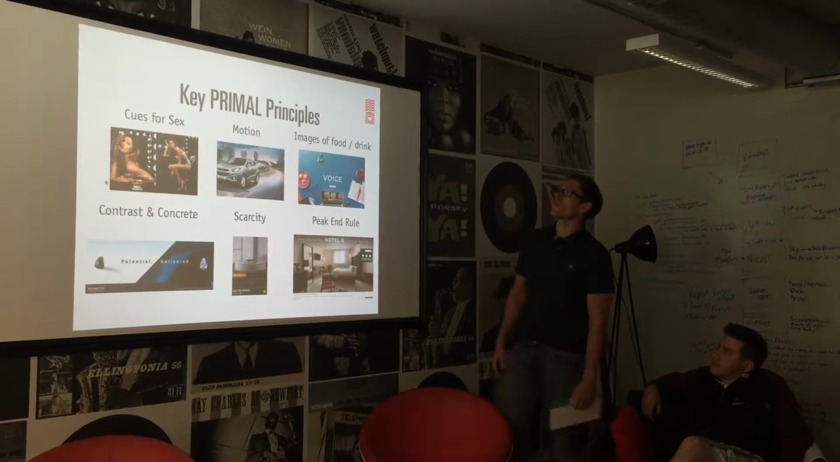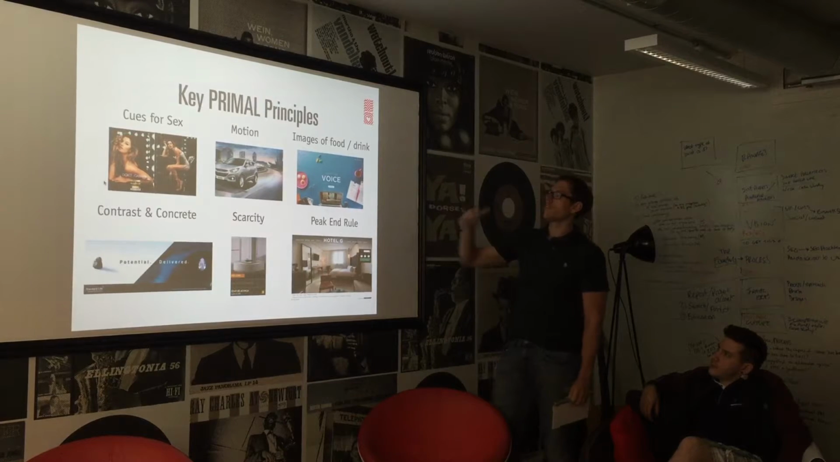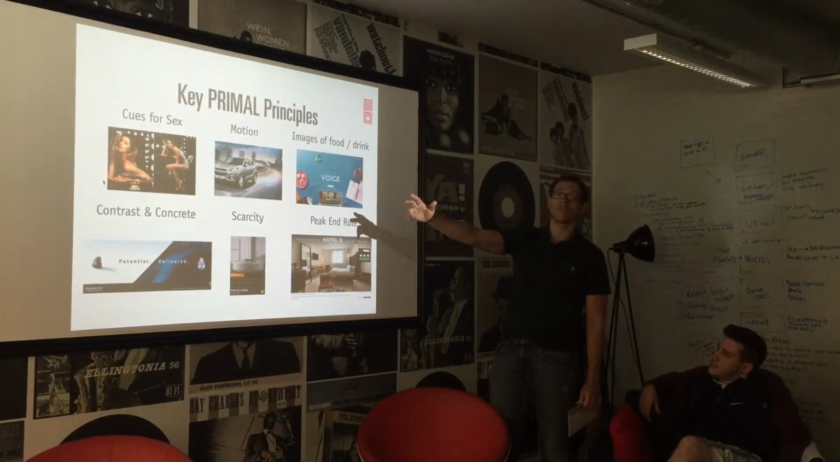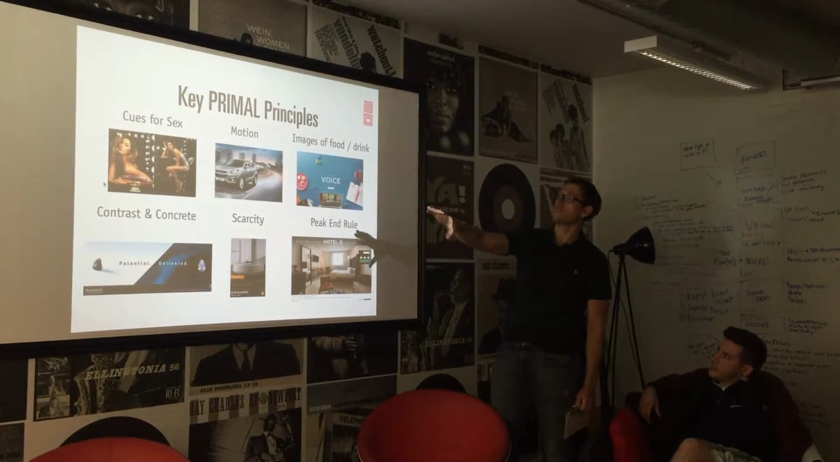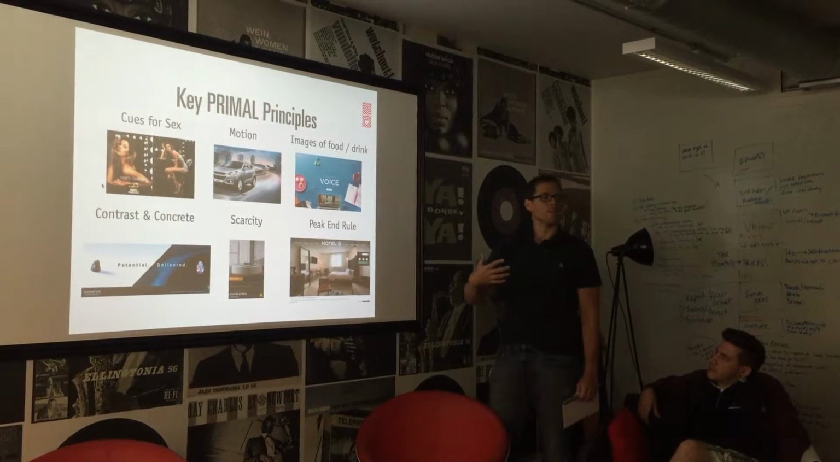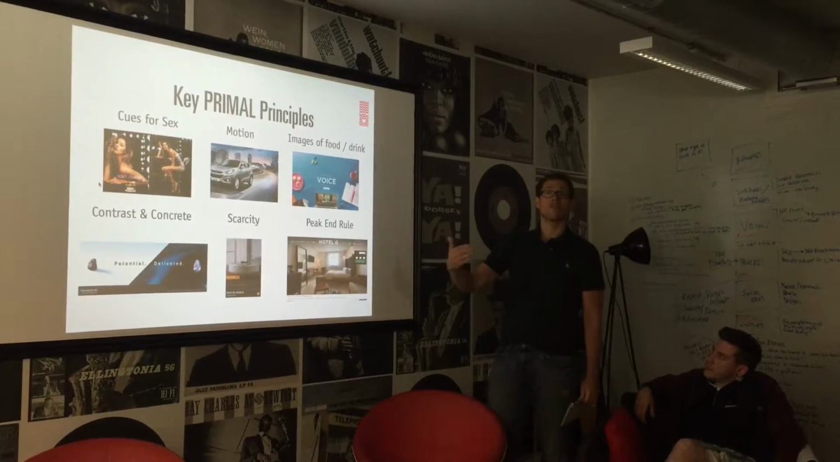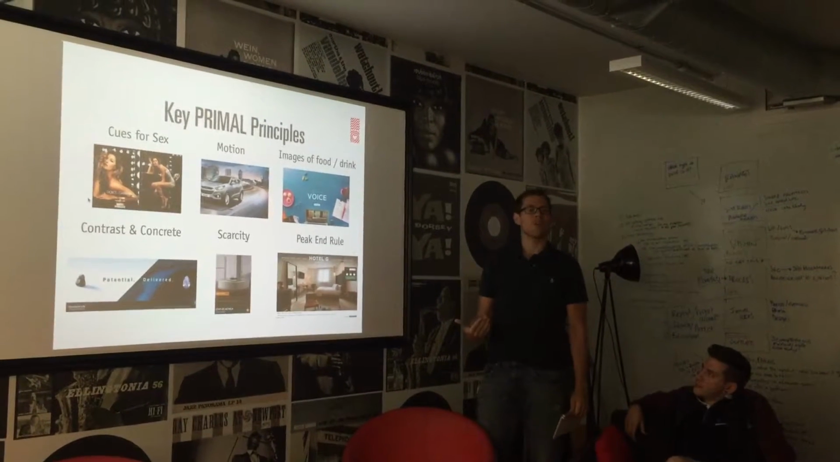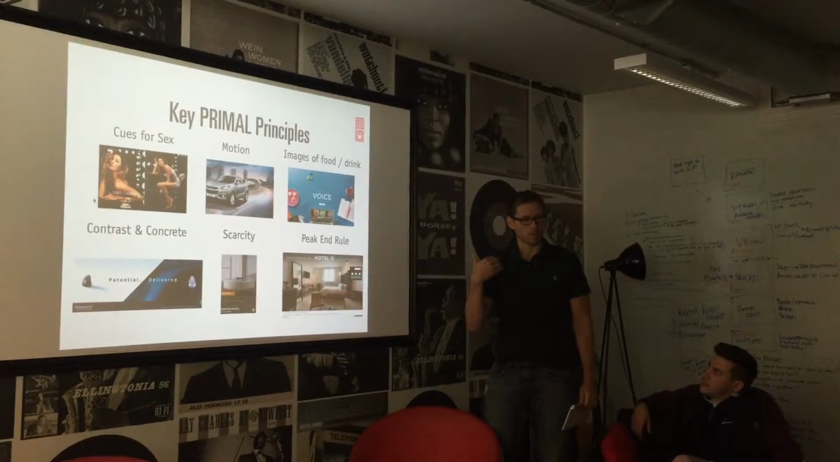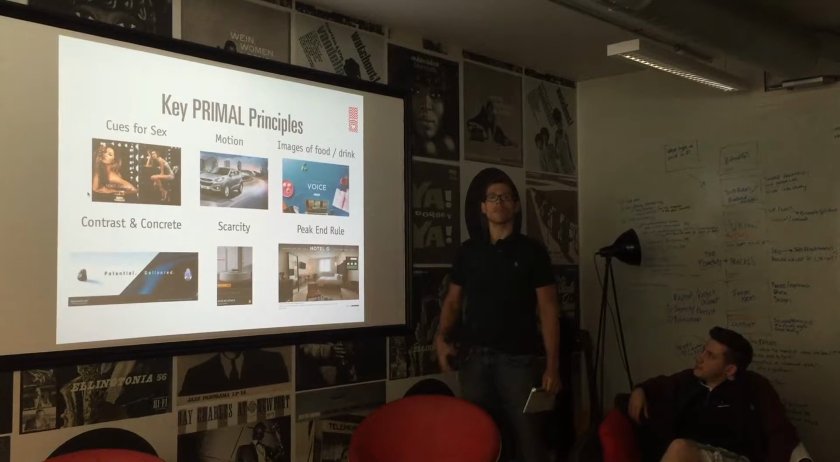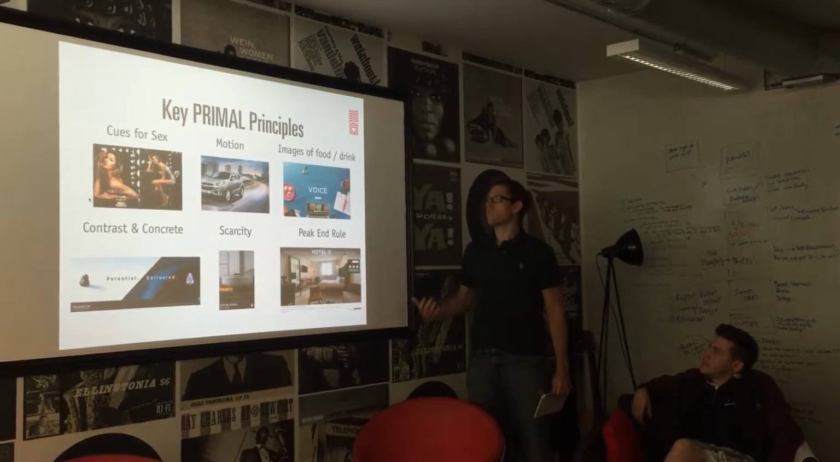So key primal principles are, and you'll see it in some of this advertising, cues for sex. So it's why you see in lots of perfume advertising, women, men, Hollister use that a lot in their advertising. Motion, so cars, for example. You'll always see a car moving in adverts because it's setting off the primal triggers in your brain. Images of food and drink, it makes you have a sense of warmth.